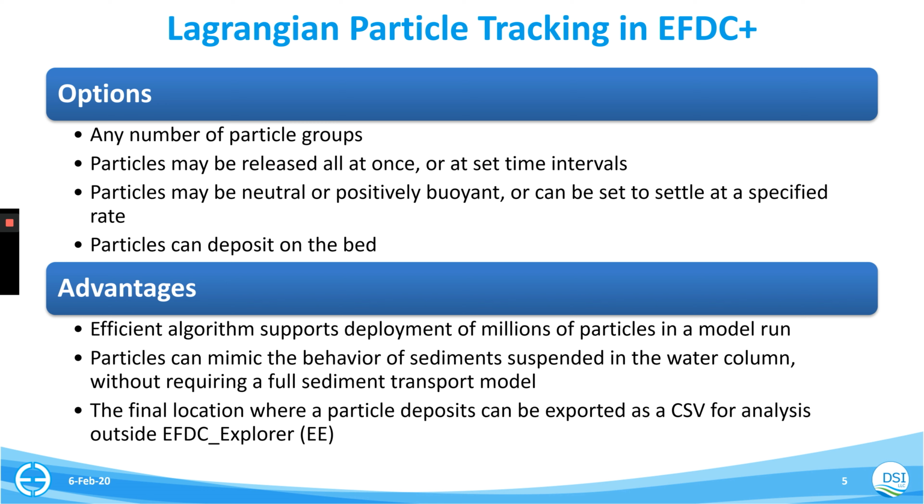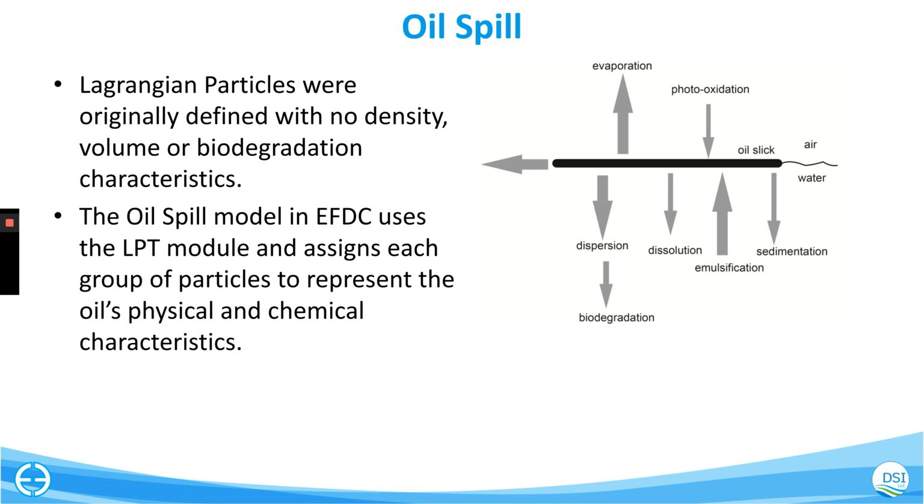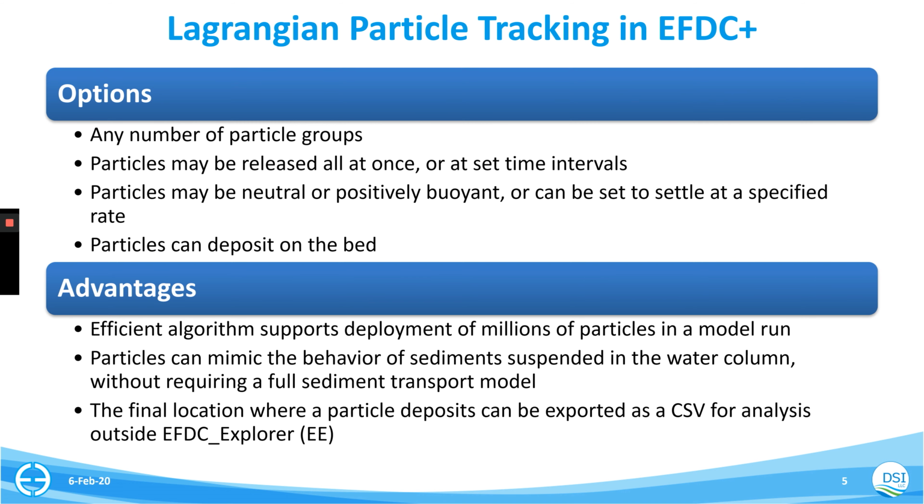Another handy feature is that the final location where the particles are deposited, either at their time of deposit or at the end of the model run, can be exported as a CSV file and brought into other packages, so you can do some kind of post-processing analysis. We're also working on adding some more features that would allow you to make simple heat maps for particle deposition locations. That would allow you to figure out what the main areas are where your particles are depositing.